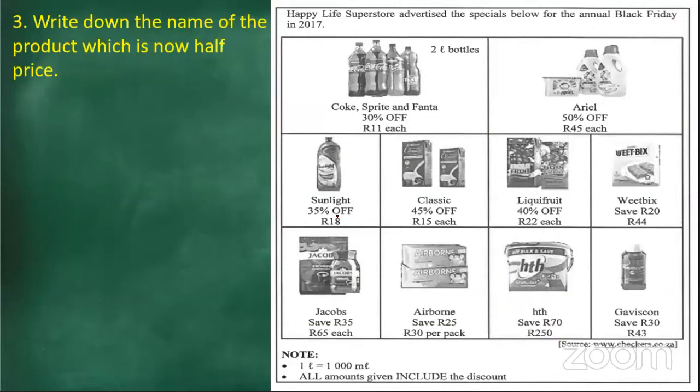Write down the name of the product which is now half price. Which product is that? That is now on half price. Let's look through our different products. Here you see it's 30% off. Here 50% off. Which one is half price? Ariel. Ariel is half price. Thank you. Ariel is the one that is half price because it is 50% off. And then number 4, convert 750 mils to liters.